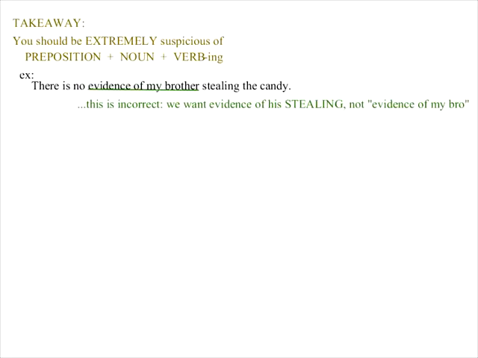Now, there's another version of it. This is going to be really weird, but there is no evidence of my brother's stealing candy. Now, this is technically correct, but it's just horrible and awkward and would not be accepted because of its horrible awkwardness.